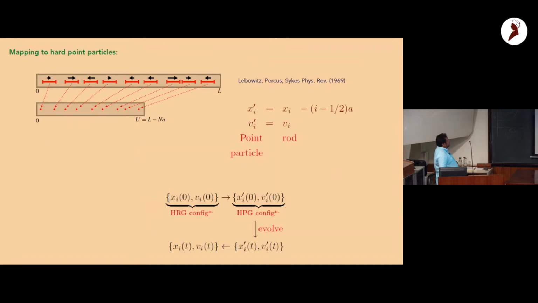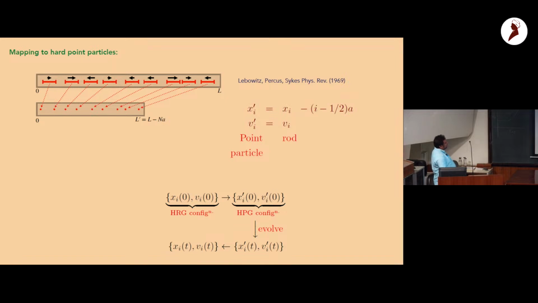Now, you can have a nice transformation from any hard rod microscopic configuration to a point particle configuration. The transformation is the following: for any of these configurations, you just remove all the inaccessible spaces between successive hard rods, and you get a new configuration. The primed configurations are point particle and the unprimed are rod configurations. Of course, the velocities do not change, but the positions change and the box size also becomes smaller.